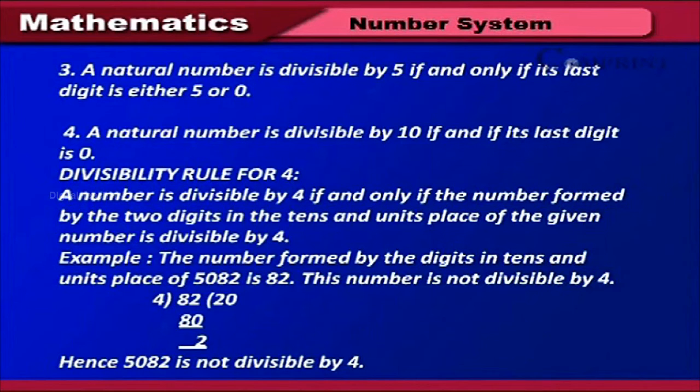Divisibility rule for 4. A number is divisible by 4 if and only if the number formed by the two digits in the tens and units place of the given number is divisible by 4. Example: the number formed by the digits in tens and units place of 5082 is 82. This number is not divisible by 4. Hence, 5082 is not divisible by 4.